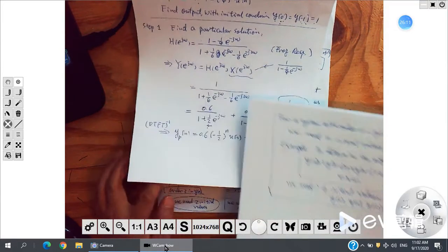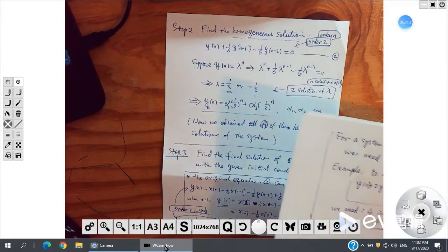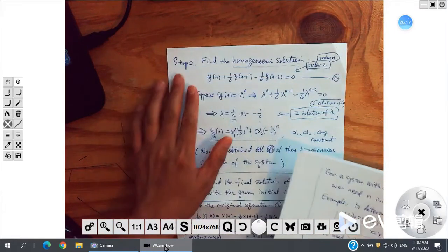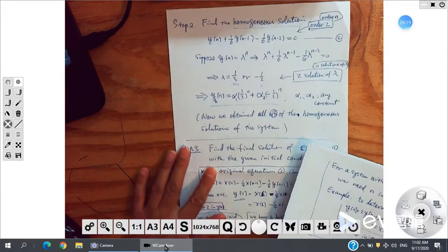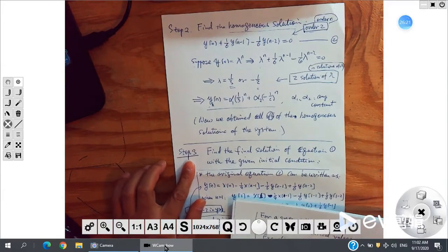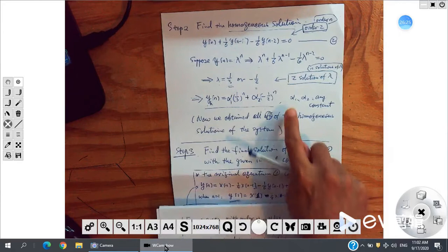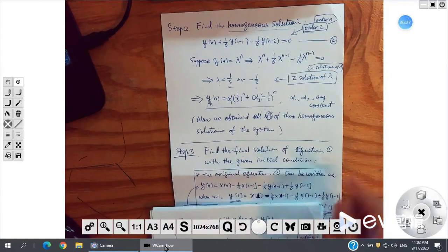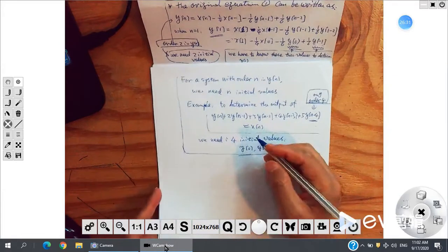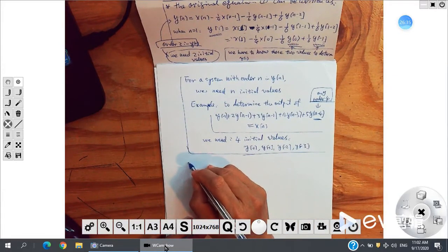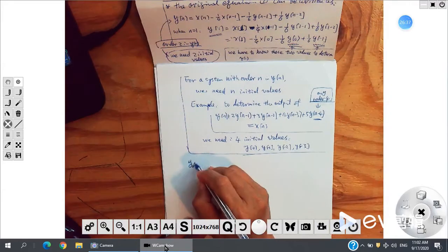This is step 1. Find the particular solution. Okay, step 2. Find the homogeneous solution. Now we go to step 3. We need to determine those unknown values based on the initial condition. Okay, so we have these.